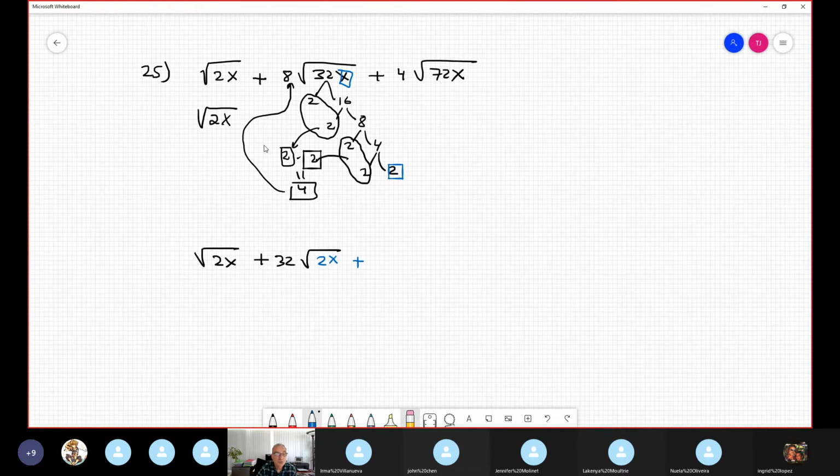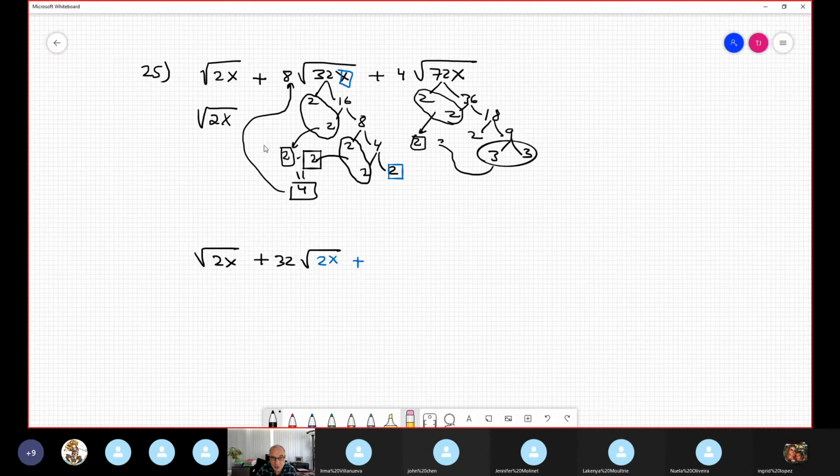Plus. Let's do it with the last one. The last one is, divided by 2 is 36, divided by 2 is 18, divided by 2 is 9, divided by 3 is 3. And you can see here, one couple of 2 represents 1, 2 outside, one couple of 3 represents 1, 3 outside, and 2 times 3 is 6, and this 6 times 4 is 24.